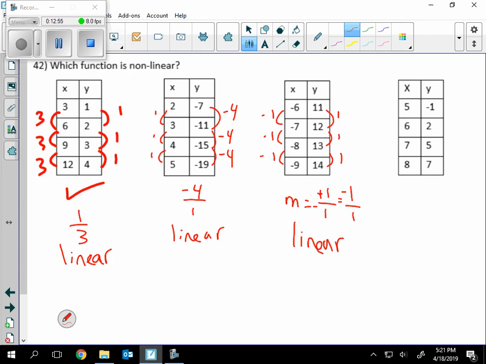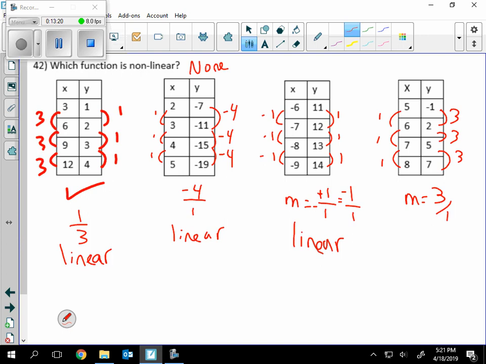Let's see about the last one. Up 3, up 3, up 3. And for the x's, we're going up 1 every time. So once again, we have a constant slope. So guess what? Which function is nonlinear? None of them. This was a trick question.